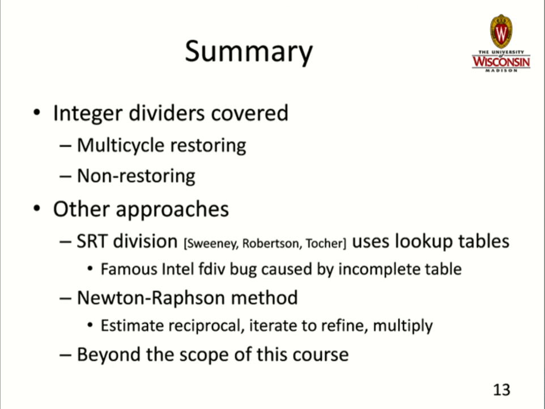Other methods that are used for high-speed dividers are based on a Newton-Raphson iterative method, and the basic idea with the Newton-Raphson method, which you may remember from some of your math classes, is essentially to first estimate the reciprocal of the divisor, and then iterate to refine that reciprocal until finally you've reached full precision, and then simply multiply by the reciprocal rather than trying to do the division directly. So this is a technique that is widely used in high performance dividers today.